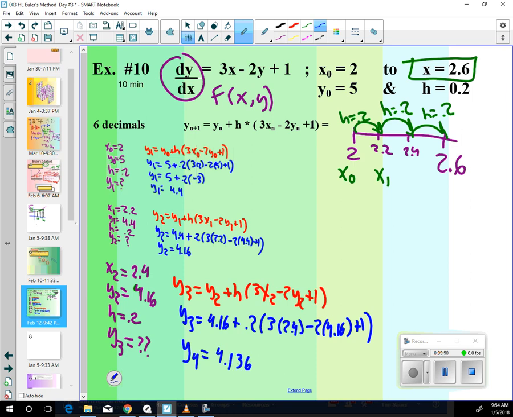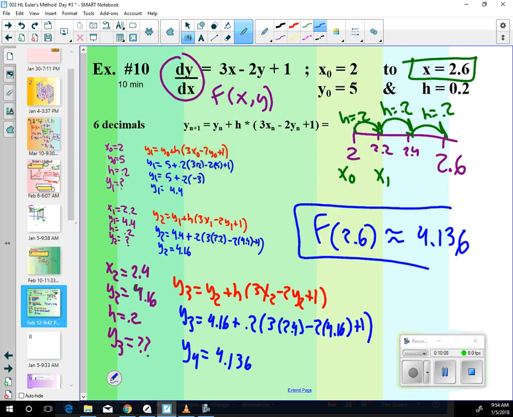4.136. Anybody second that? Yes, good. So f of 2.6 is estimated to be 4.136 using Euler's method. Is it perfect? No. Is it an estimate? Yes. But this is a way, if we didn't know how to integrate this, which we don't right now, then we can still find that y value if we're relatively close.